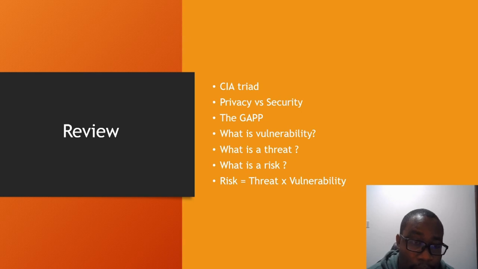So to sum up this video, we went over the CIA triad. That's confidentiality, integrity, and availability, and the importance of knowing those. Privacy versus security, the GAP, and the 10 things that go under that. What is a vulnerability? What is a threat? What is a risk? And pretty much, risk is a threat times vulnerability. You have to have the vulnerability and the related threat to make the risk. And that is part 1 of Cybersecurity Analyst 101.